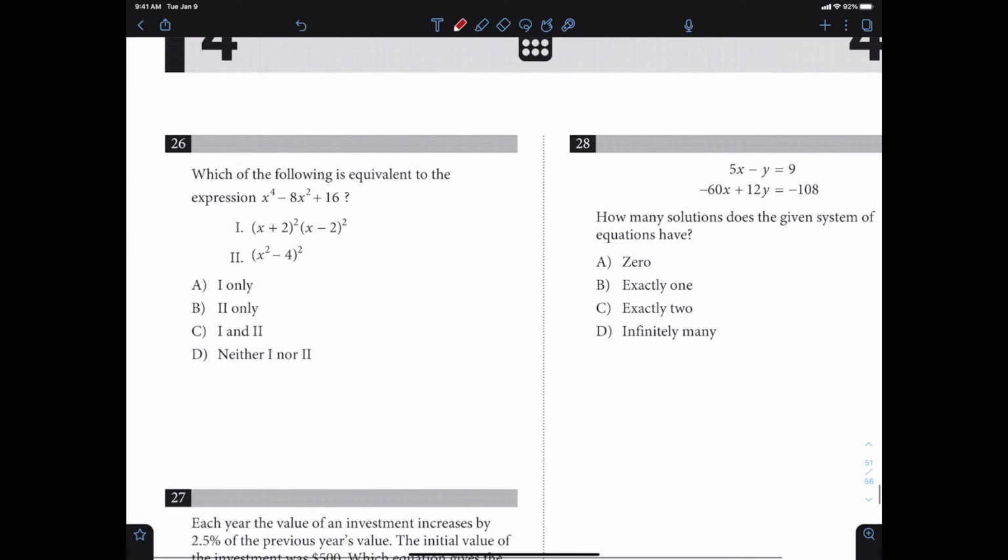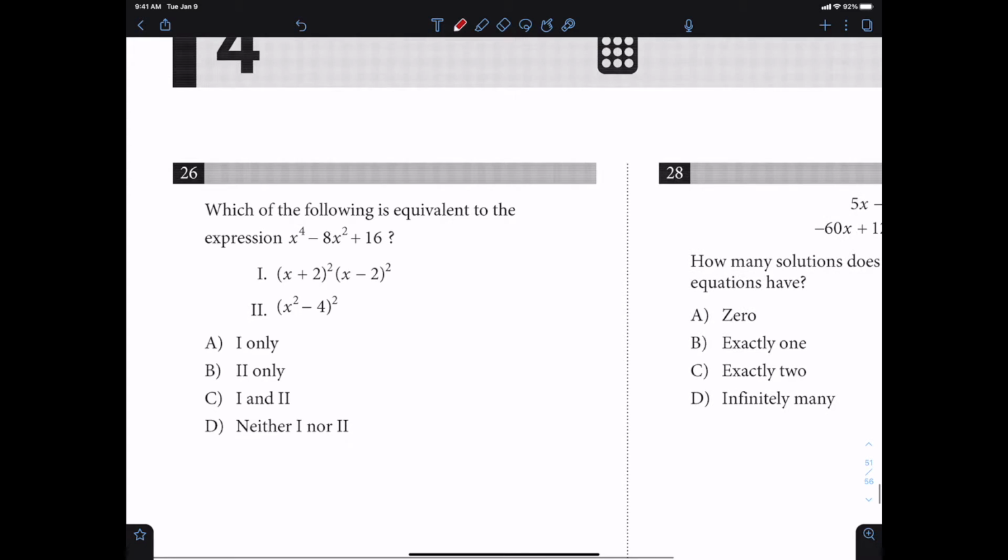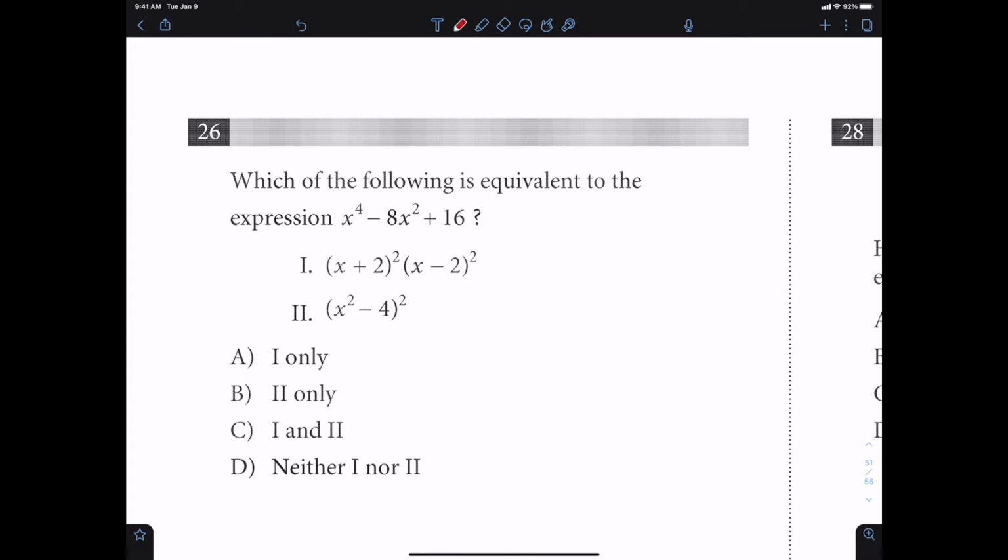Which of the following is equivalent to the expression? Okay, there's a few ways you could do this. Personally, I would go ahead and graph each of these in your graphing calculator, right? I would graph this, this, and this. If they coincide perfectly, then this is true, which they do, so the answer is going to be 1 and 2.